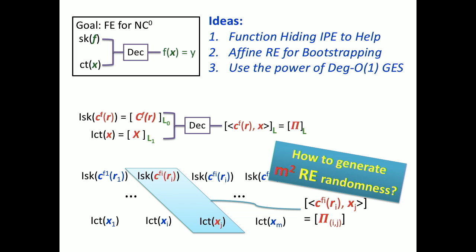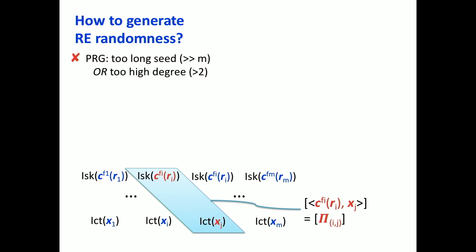So how do I generate that randomness? Well, the classical approach, as one would first think of, is: let's use a PRG. It turns out that a PRG doesn't work here. Why? We're doing this computation inside of an inner product. The computation is so simple that it does not support a PRG evaluation. It turns out for a PRG, either the degree will be too high, or you will have to use a super long seed, which would not fit inside the space m.